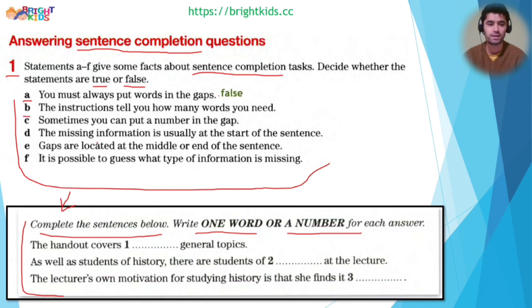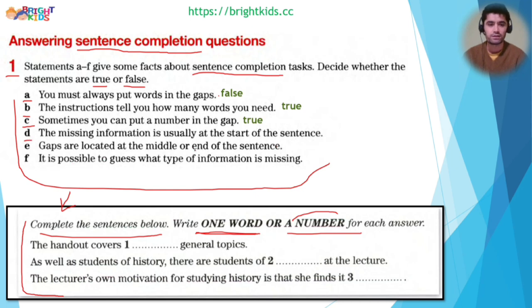Next one is B. The instructions tell you how many words you need. We have just read it. The instruction here says one word or a number, so this one is true. C, sometimes you can put a number in the gap. So we have just seen this. We can put a number in the gap as well, so this one is true.